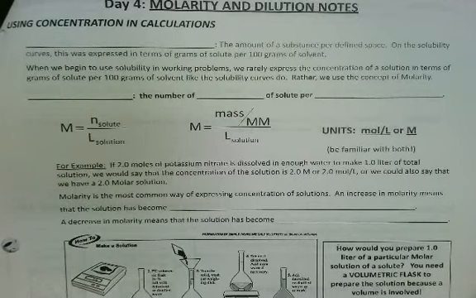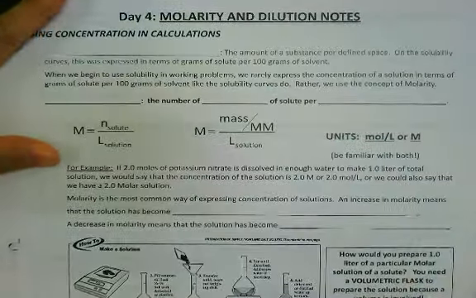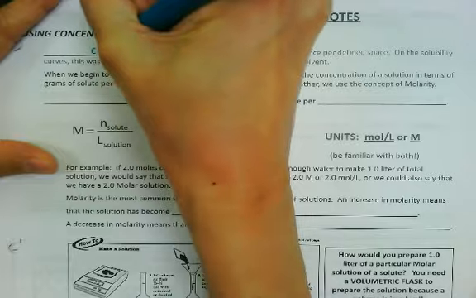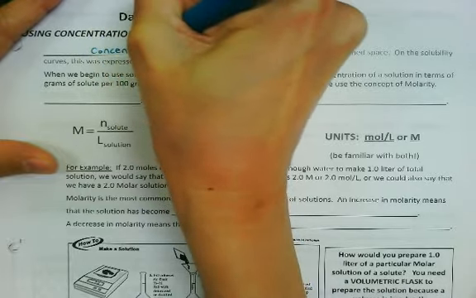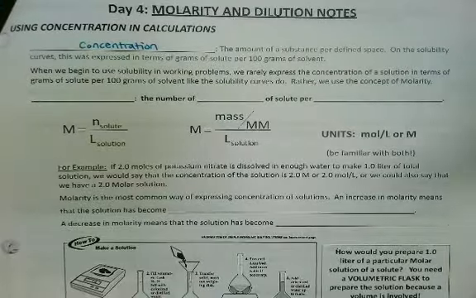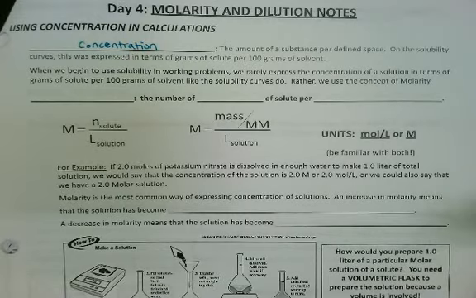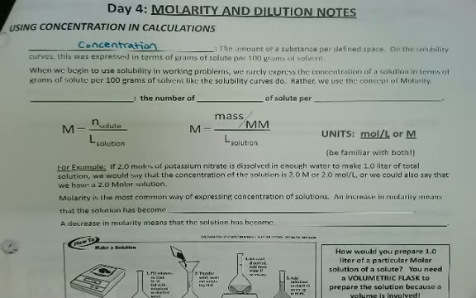Okay, so we're going to be talking about molarity and dilutions today, like I said. So we're going to go ahead and define what molarity and concentration are, because we're going to be using concentration in our calculations. So that is what this first blank is for. It is for the word concentration. Okay. Concentration refers to the amount of substance per some defined space. It's the amount of stuff that is in a given volume, essentially.